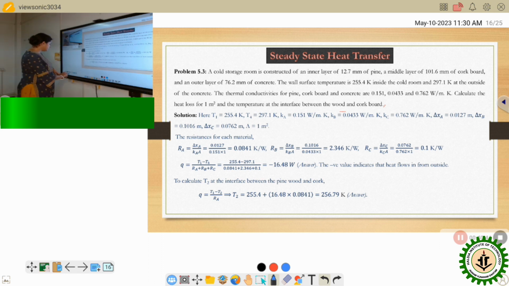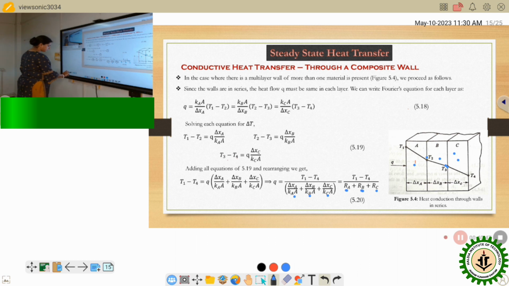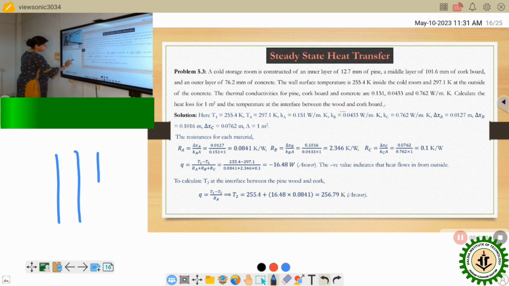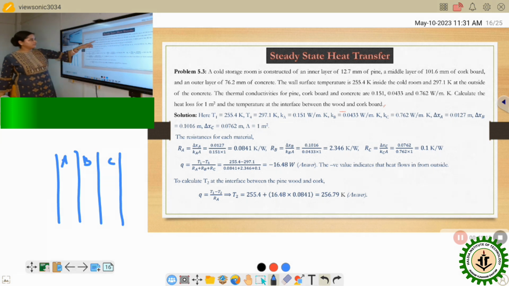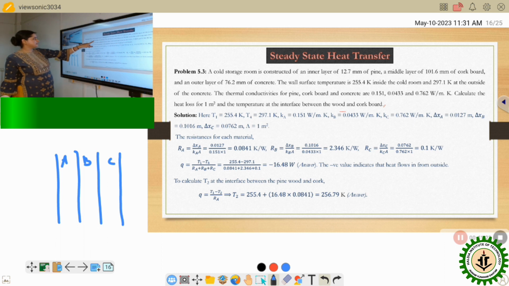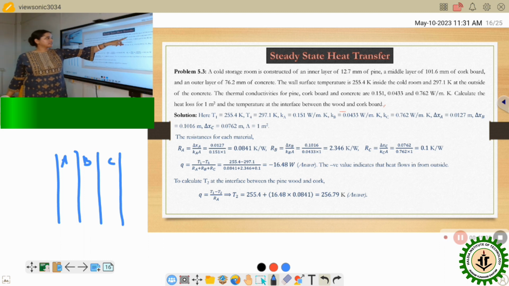So if you have seen the formula, we can go to another problem for this composite wall. For this composite wall, a cold storage problem is given here. A cold storage room is constructed of an inner layer of 12.7 millimeter of pine, so 3 layers are there: A, B, C. The first layer is 12.7 millimeter of pine, a middle layer of 101.6 millimeter of corkboard, this one B, and an outer layer of 76.2 millimeter of concrete. This one is concrete. Surface wall temperature is 255.4 Kelvin inside the cold room.